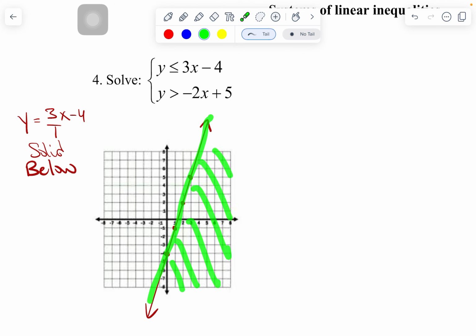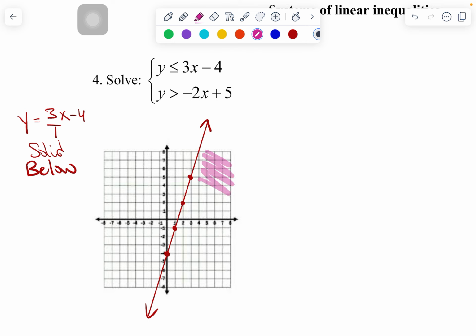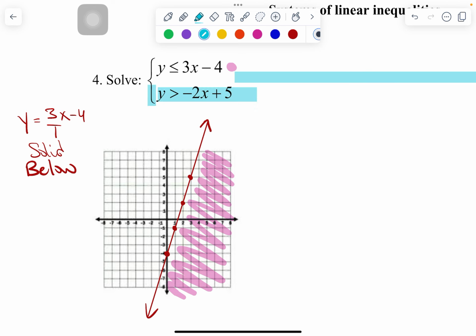Now, I'm going to do a little color theory here the best I can. So I'm going to pick pink for this shading. And then that part is now done. So that is the information for this inequality. Now, separately, I'm going to do the other one. We'll do blue for the other one.